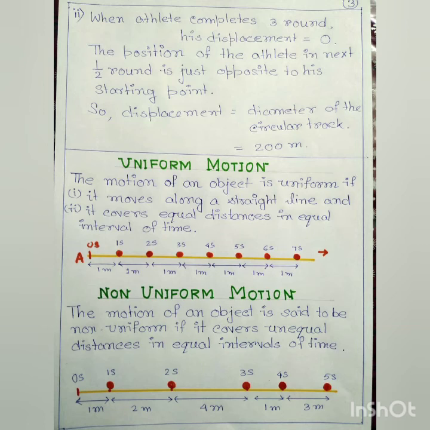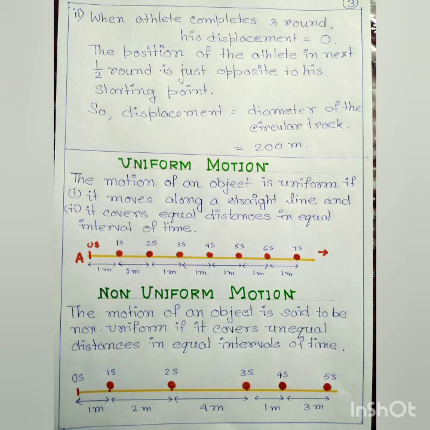Clear? Now let us consider non-uniform motion. What is non-uniform motion? The motion of an object is said to be non-uniform if it covers unequal distances in equal intervals of time. See, unequal distances in equal intervals of time.